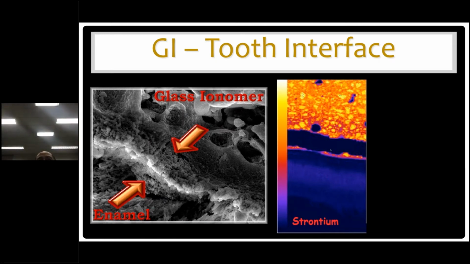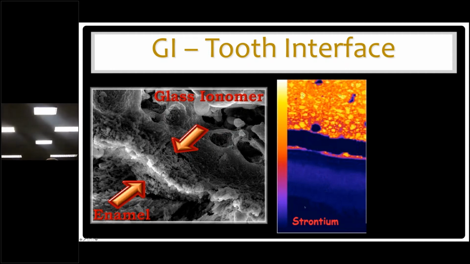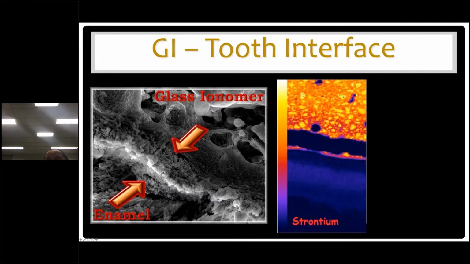If it's yellow or white, there's a lot of strontium. Blue or black means there's no strontium. You have strontium in the glass ionomer cement. That's why you see all the glass particles bright yellow. But in the tooth, there's no strontium, so it's black. However, if you look carefully, you can see a band of blue here that represents strontium that has migrated from the glass ionomer cement over to the tooth.